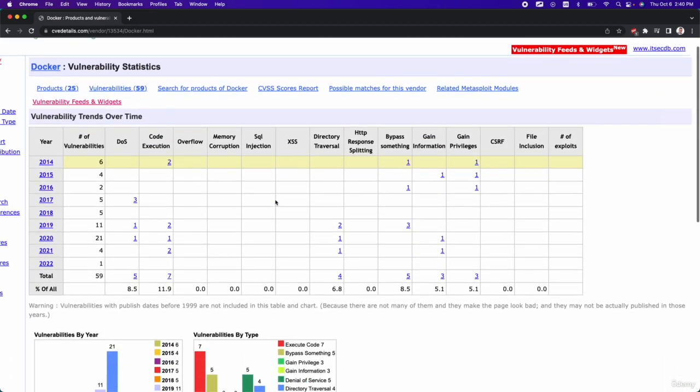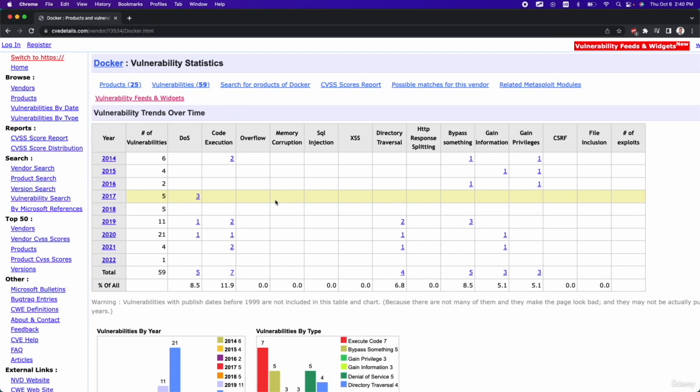You can see that the most common vulnerabilities are those from code execution, denial of service, and bypassing. Take a look at this page in your own time, and from there you can discover in detail all the Docker vulnerabilities that have been found. Also, if you're interested in any other type of tool and want to find out about its vulnerabilities, definitely feel free to refer to that page.